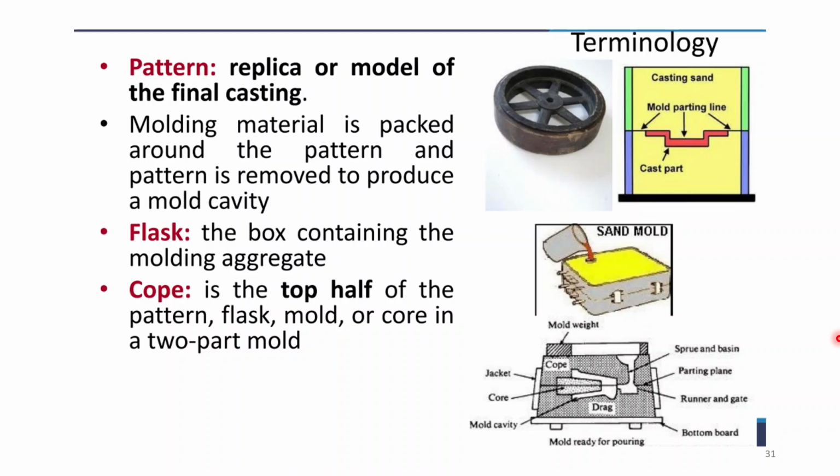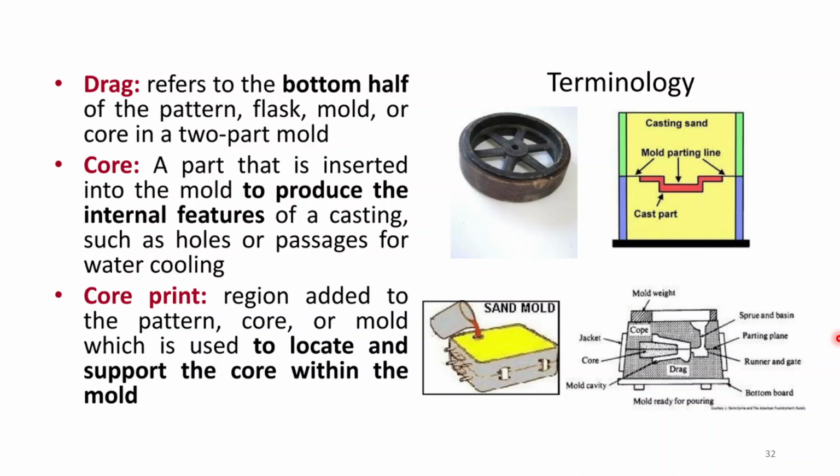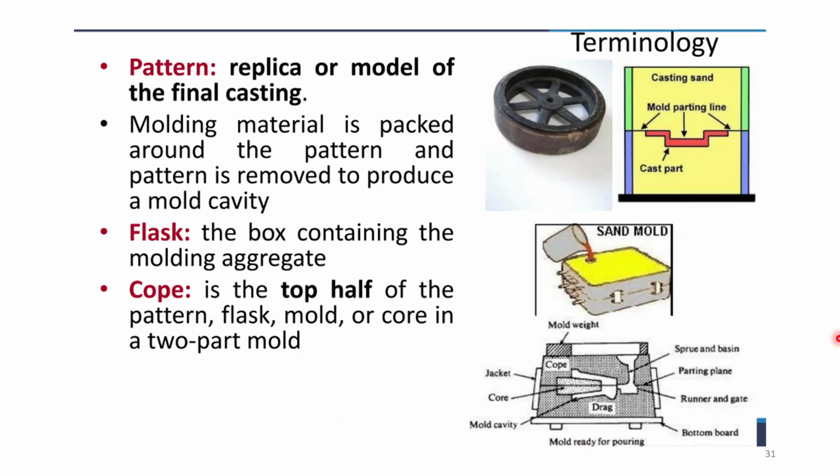Then molding material is packed around the pattern and the pattern is removed to produce the mold cavity. So the mold will be your cavity part. Molding material can be sand, or it can be other things as well. Next is the flask, which contains the molding aggregate. Flask is this part, mainly made of metal or steel. In this part you can fill sand, so it will retain the shape.